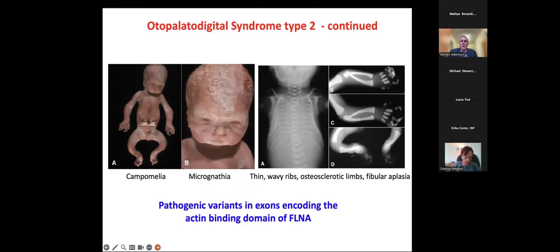This is a picture from a case report of another typically affected child with OPD2. Campomelia is clinically quite evident and has its correlates, as I've shown you in the previous slide, with bent long bones, as well as the patterning defects in the hands and feet. Micrognathia, cleft palate, thoracic hypoplasia are all features of this condition.